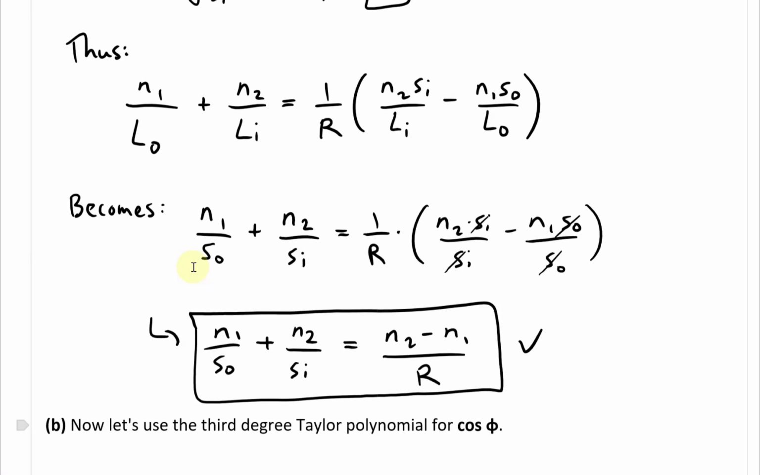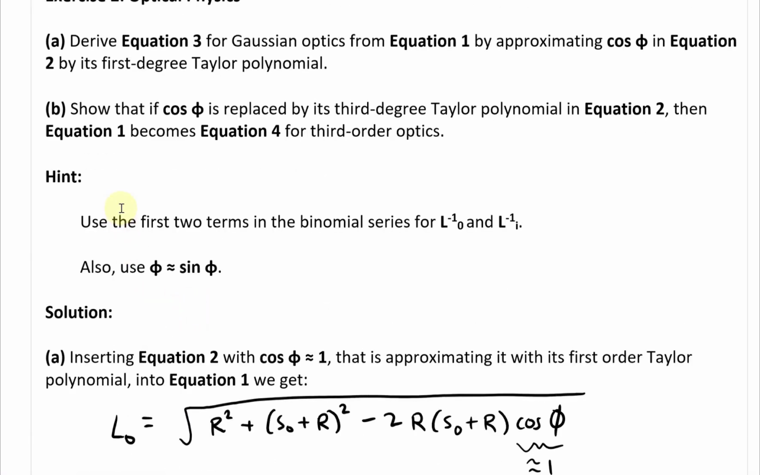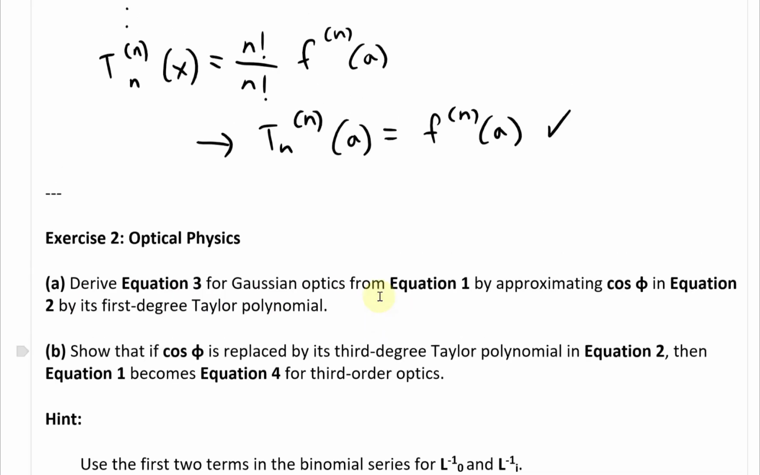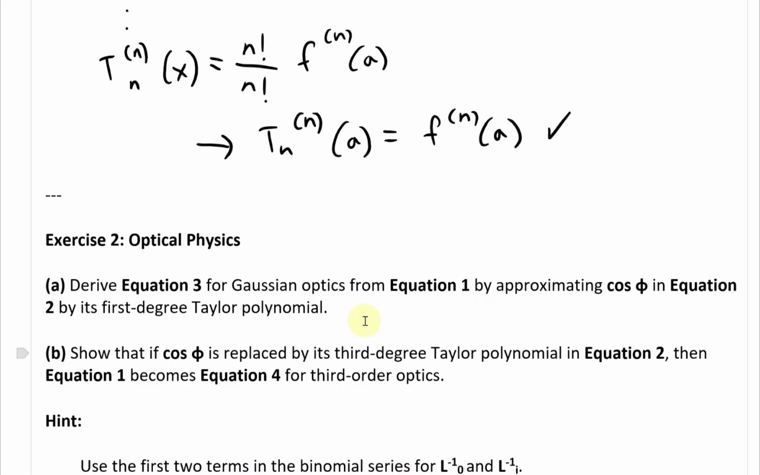So let's keep going further. Let's look at part B. Alright, so now let's look at part B, and here's part B. It says, show that if cosine phi is replaced by its third degree Taylor polynomial in equation 2, then equation 1 becomes equation 4 for third order optics. So again, same thing, but now we're going to use the third degree as opposed to the first degree.